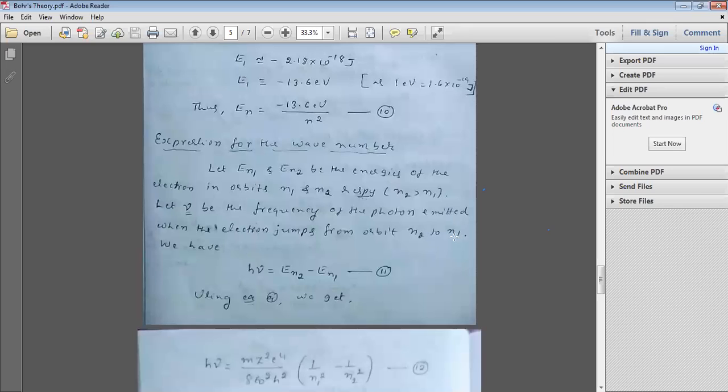Okay, this is a very simple explanation. Electron is making a transition from orbit n2 to n1, so therefore there is a photon, and as per Bohr's frequency condition, the energy of the photon h nu is equal to En2 minus En1.